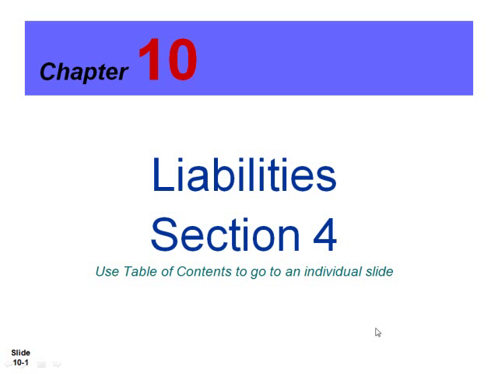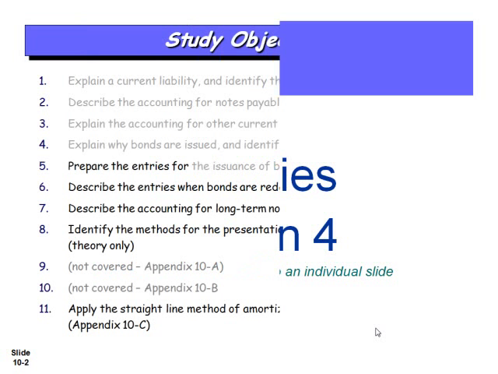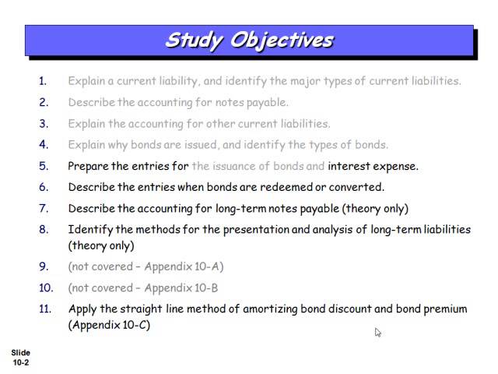Hi, we're just going to start our last section for Chapter 10, Section 4, and jump from section to section using the table of contents as you need. This part will address interest expense not for the face value bonds, but for the premium and discount bonds. We'll also be looking at redeeming bonds or converting bonds, and we'll be discussing the accounting for long-term notes payable.